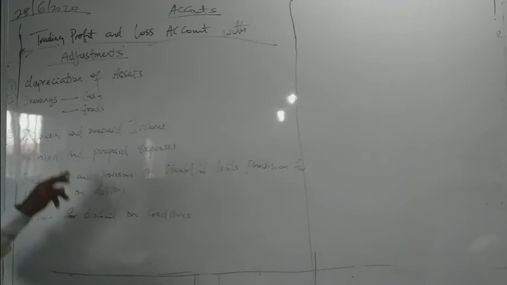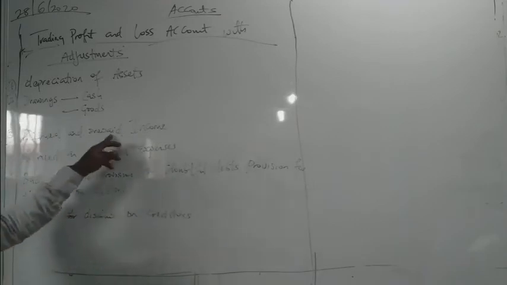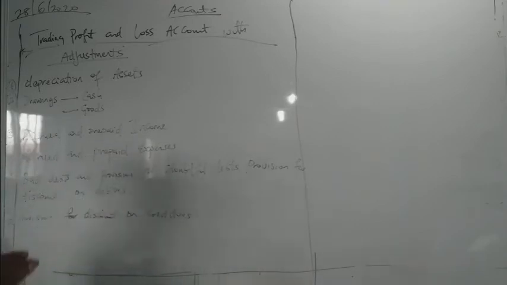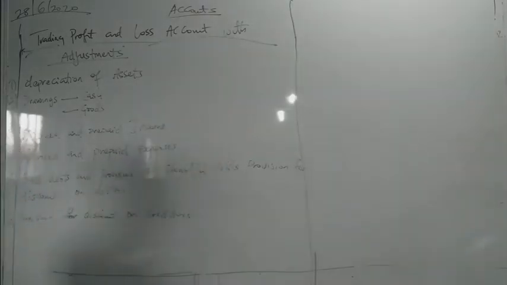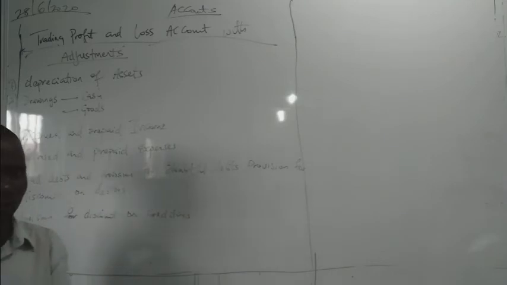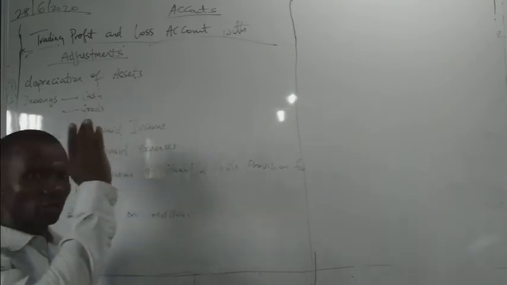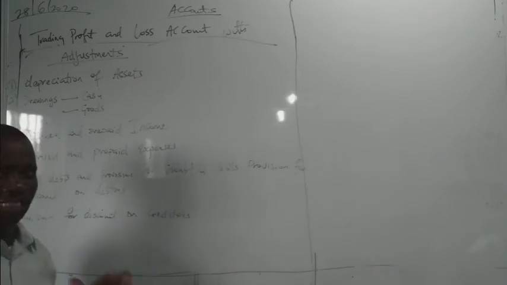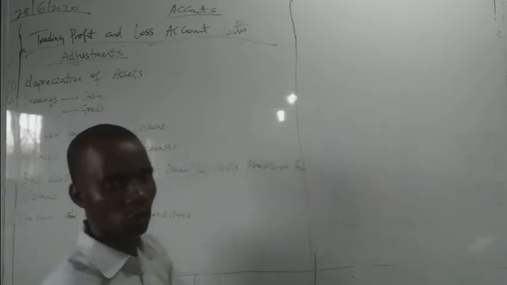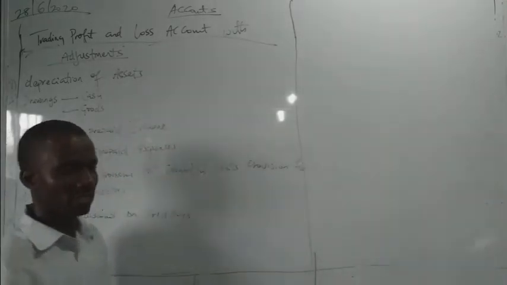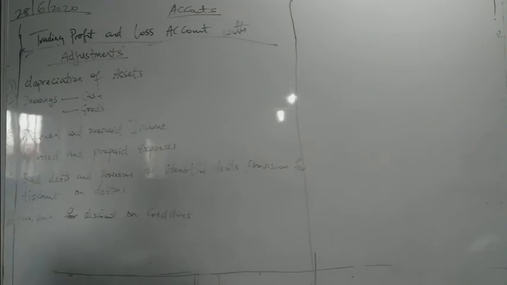So this prepaid income, that amount meant for the next period, will be deducted from the total to get the amount for the current accounting period, because trading profit and loss always involves the current accounting period. While the accrued income, which has been due but hasn't been collected, will be added. You see the difference? So let's go to the next one.